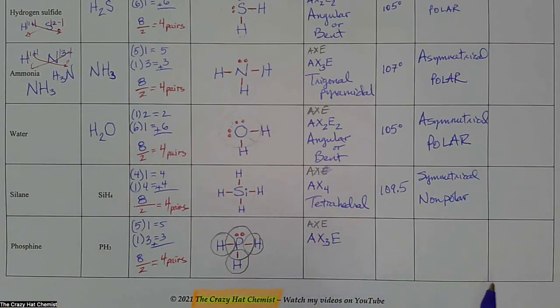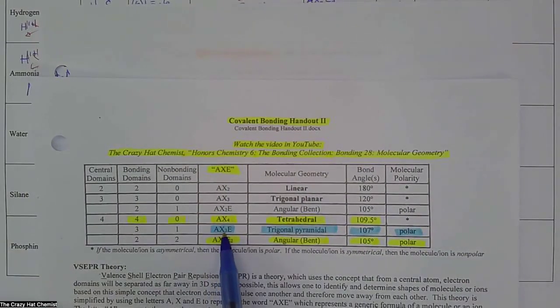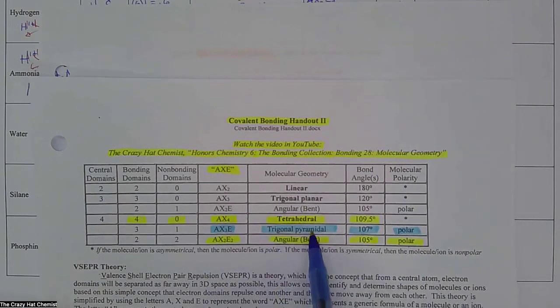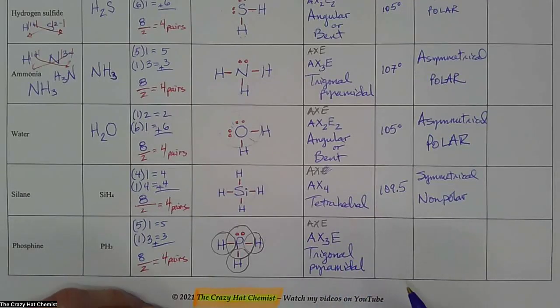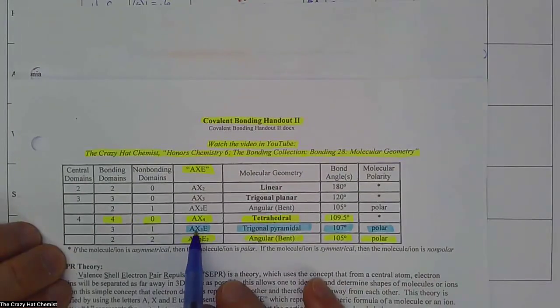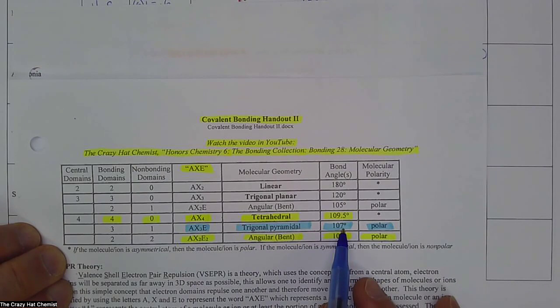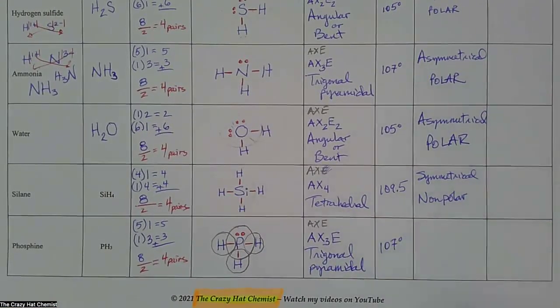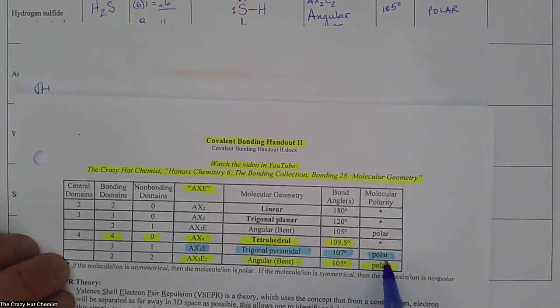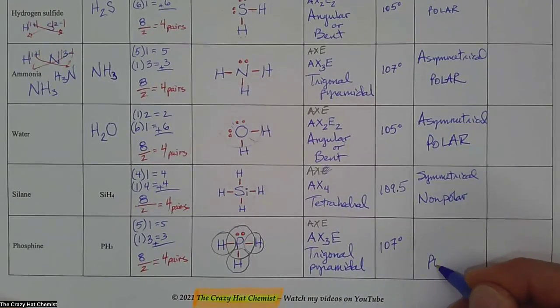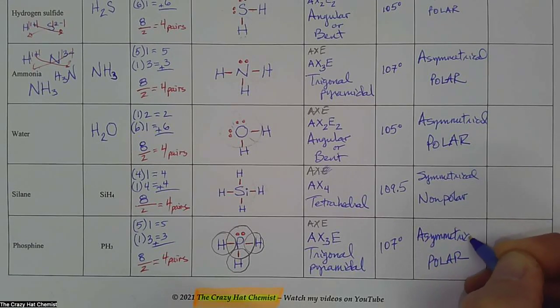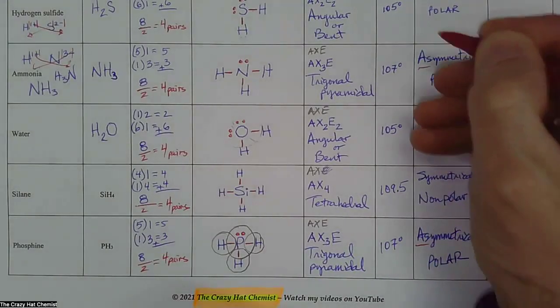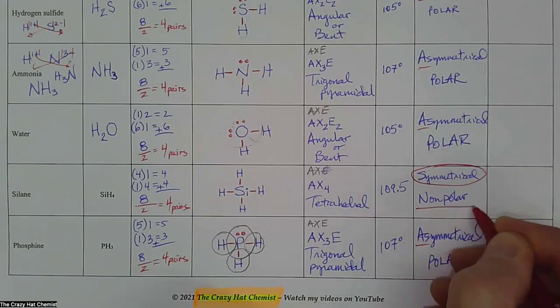AX3E corresponds to the name of a shape, so that's why you need my handout here. AX3E corresponds to trigonal pyramidal. And what is the bond angle for trigonal pyramidal? AX3E, trigonal pyramidal, has a bond angle of 107 degrees. And is this polar or nonpolar? Well, we need to make the model, but it is also right here as polar. So this is polar, and that means that it is asymmetrical. Make sure that it is asymmetrical for polar and symmetrical for nonpolar.